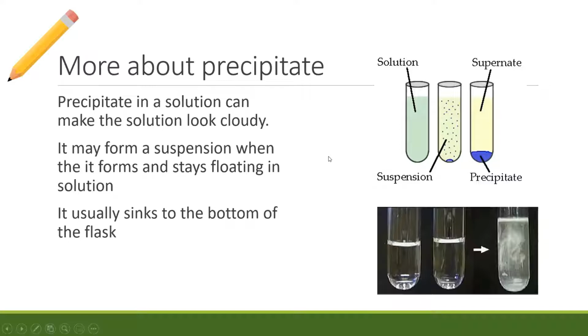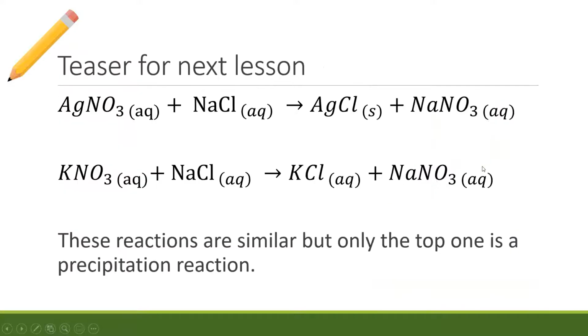Well, they don't have to sink, sorry. The suspension can just exist for a very, very long time. But usually a precipitate will sink to the bottom. It won't just stay floating around forever. And so you end up with some stuff at the bottom, which is called precipitate.